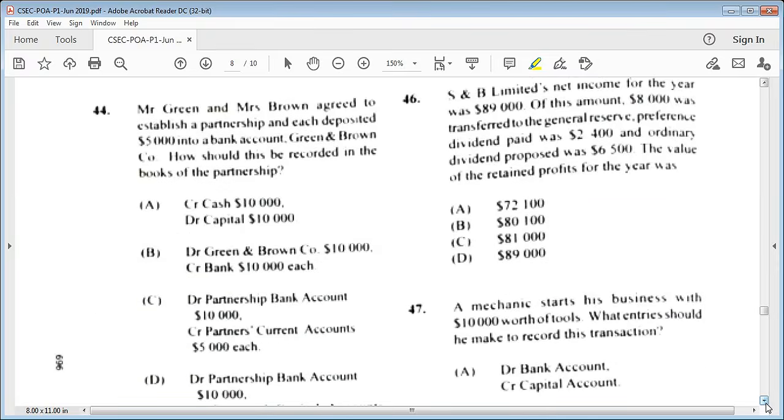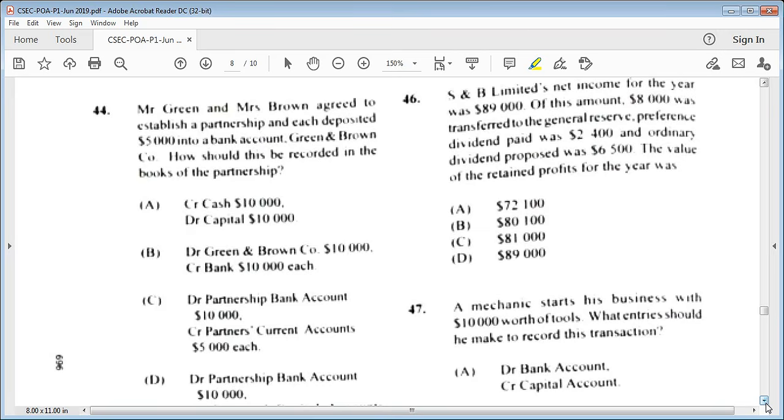Let's move on to 44. Mr. Green and Mrs. Brown agreed to establish a partnership and each deposited $5,000 into a bank account, Green and Brown Company. How should this be recorded in the books of the partnership?